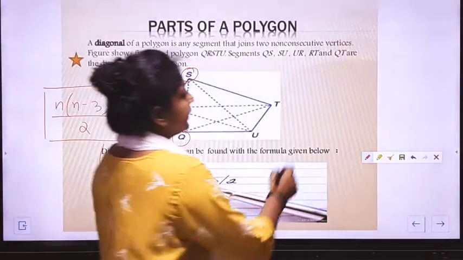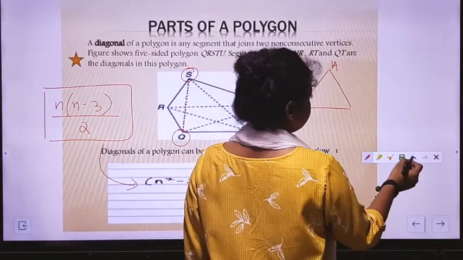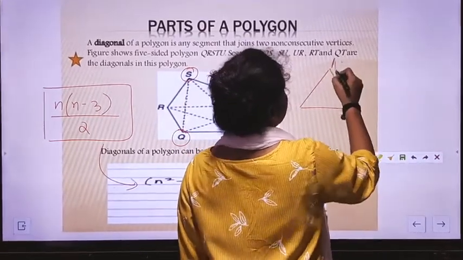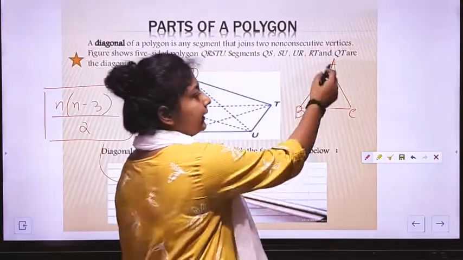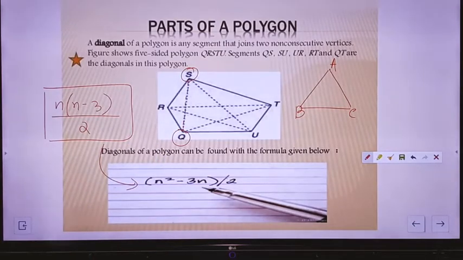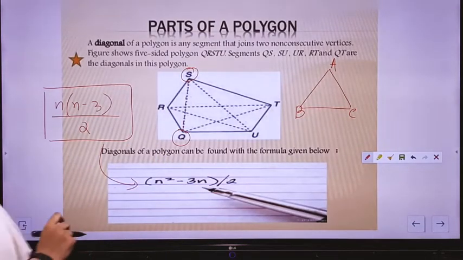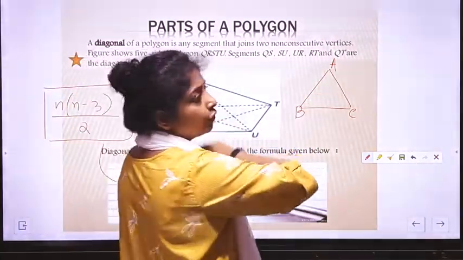Example, see, if we have a triangle, this triangle A, B and C. See, are there any non-consecutive ends? No, a triangle does not have any non-consecutive ends. Okay, all the ends are consecutive. So here we will have no diagonal.